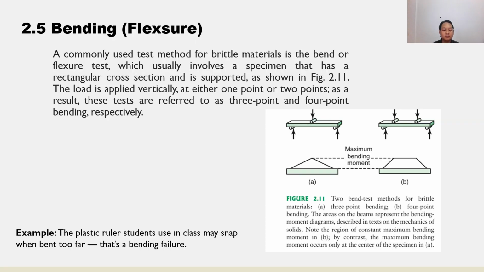respectively. The resulting data provides flexural strength and modulus, which are crucial for structural applications. This information is applied in designing components like plates, beams, and other load-bearing structures where bending dominates. An example of bending is the plastic ruler students use in class, which may snap when bent too far, and that is a bending failure.